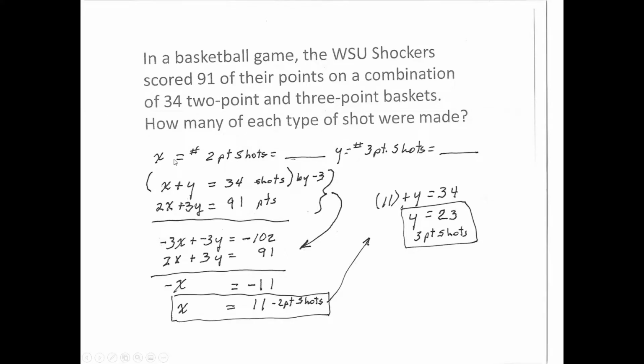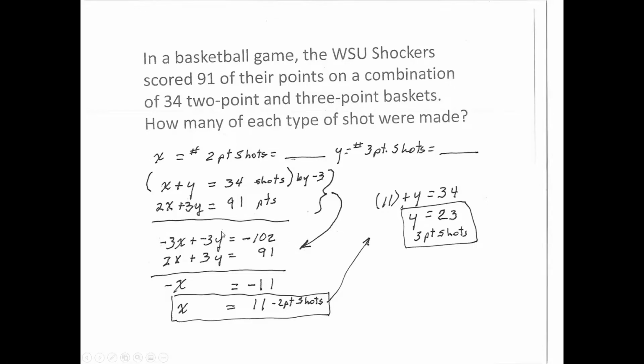In other words, we set up X equals the number of 2-point shots, Y equals the number of 3-point shots, X plus Y equals 34 total shots. Number of 2-pointers plus number of 3-pointers was 34 shots. Then we evaluate. We take 2 times the 2-point shots, 3 times the 3-point shots, 91 total points. Again, points, points, points.